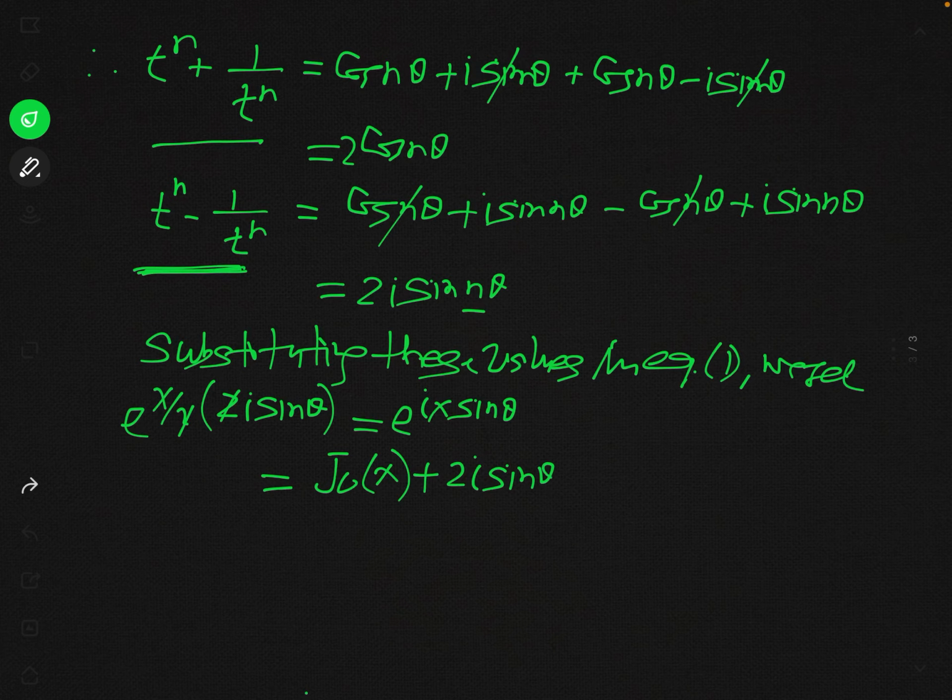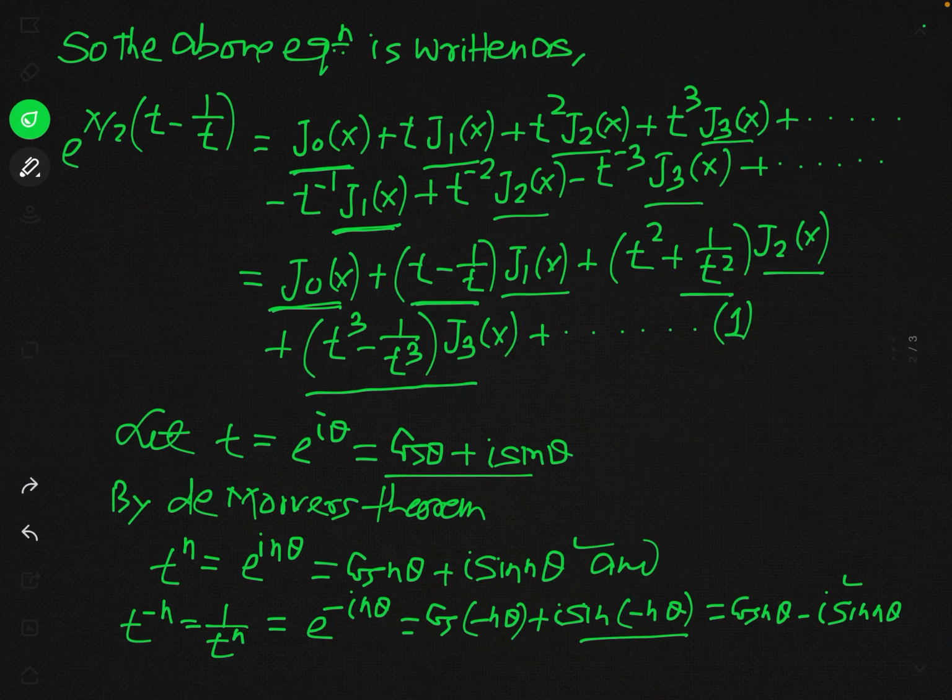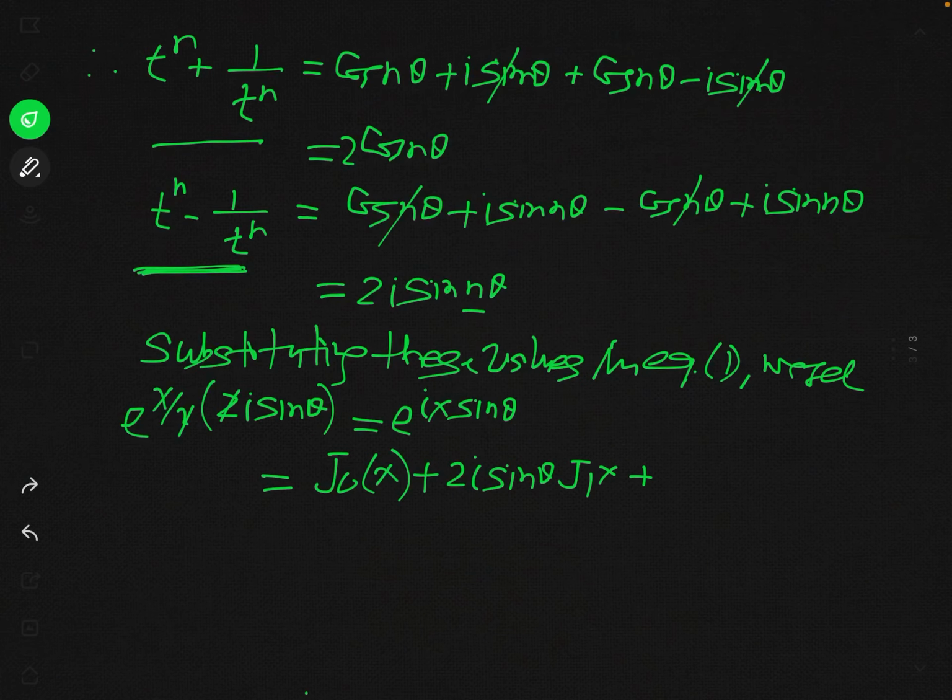sine theta J1 of x, and plus, then you can see your next term is t square plus 1 over t square J2 of x. So t square plus 1 over t square, we will find it from here taking the value of n equal to 2. So when we take n equal to 2, then t square plus 1 over t square will be equal to 2 cos 2 theta, because you can see here there is n and n is now 2.